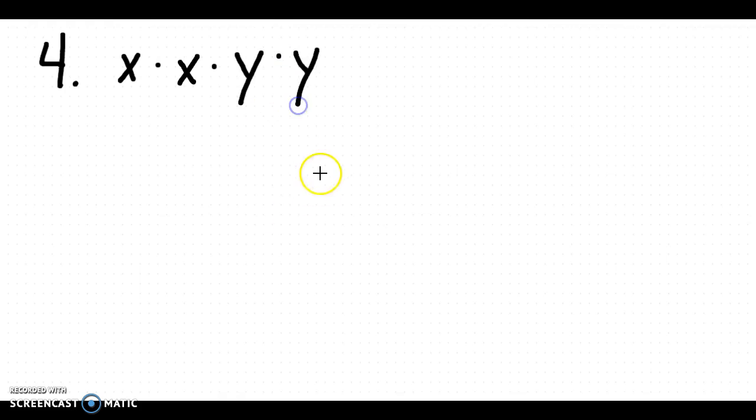For number 4, we actually have two variables. We have x times y times y. So we have the x's times each other twice, so we're going to write x squared. We have the y's times each other twice, so we can just write times y squared. And we don't even need the dot really, because it's understood that when variables are written beside each other, we're multiplying. So that's my final answer, x squared y squared.